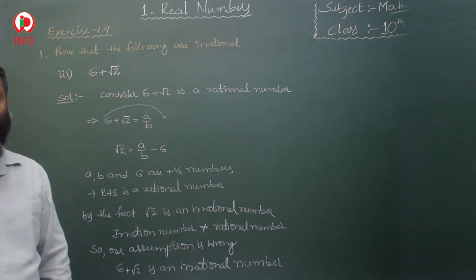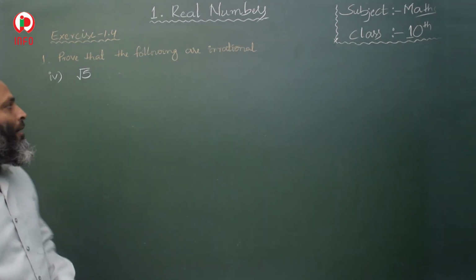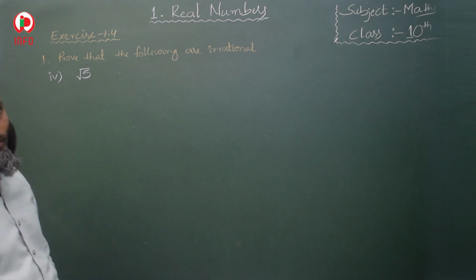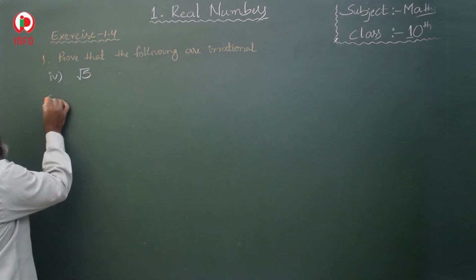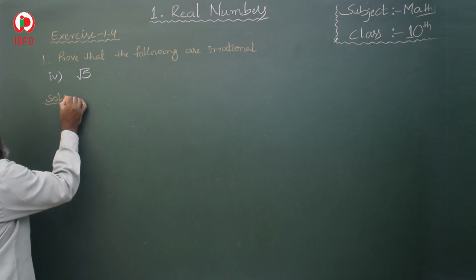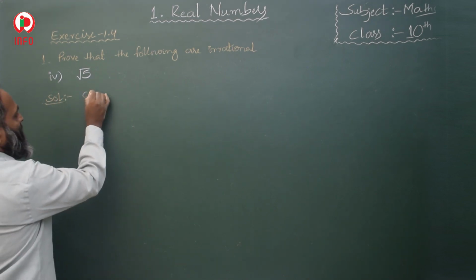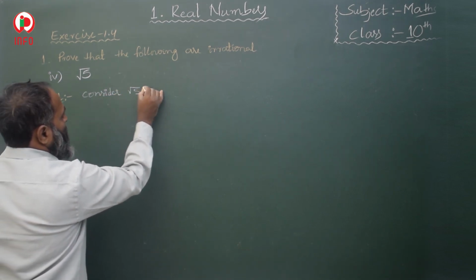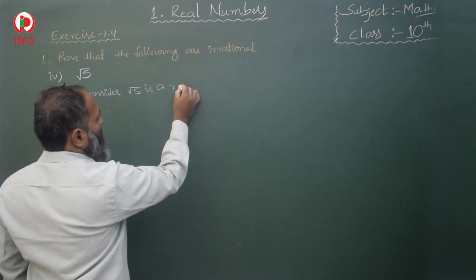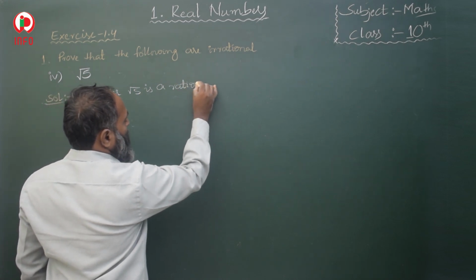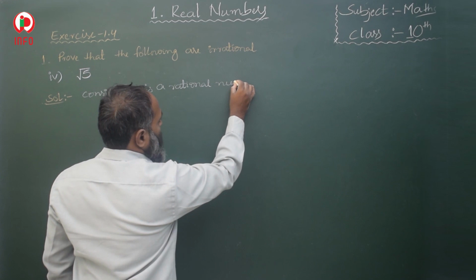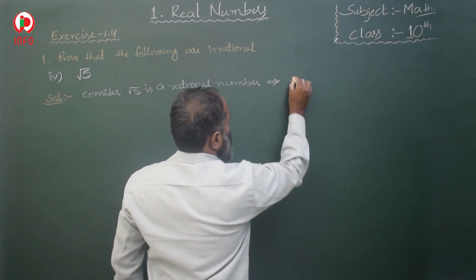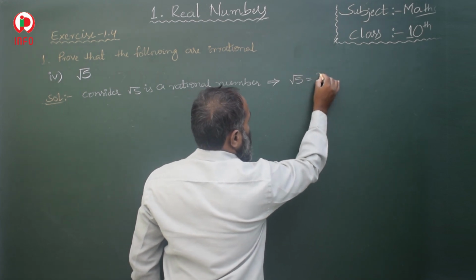Okay students. Now the fourth question: root 5 is an irrational number, so that we have to prove. So solution, first we consider root 5 is a rational number, that means root 5 is equal to r by s.